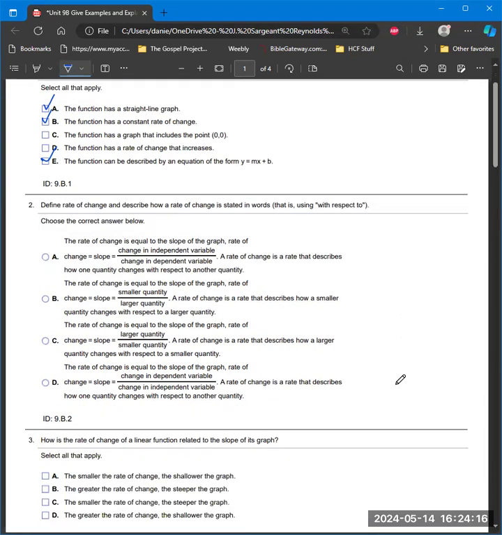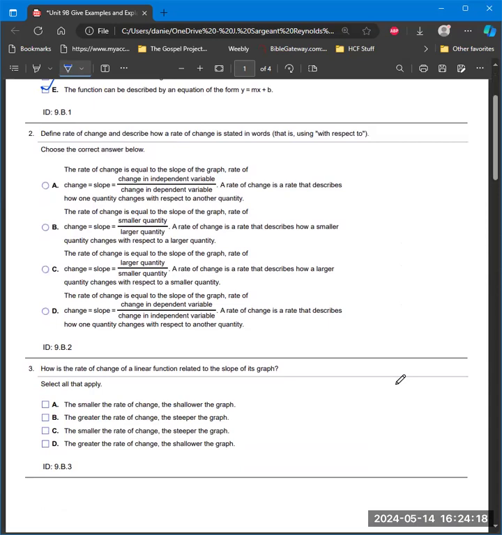Define rate of change and describe how a rate of change is stated in words, that is, using "with respect to." So the rate of change is equal to the slope of the graph. The rate of change equals the slope, which is equal to the change in the dependent variable divided by the change in the independent variable. And a rate of change is a rate that describes how one quantity changes with respect to another quantity. So that is D.